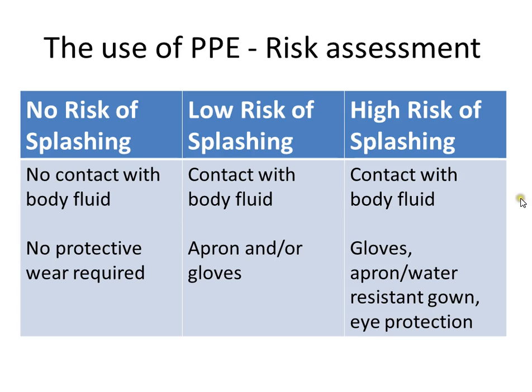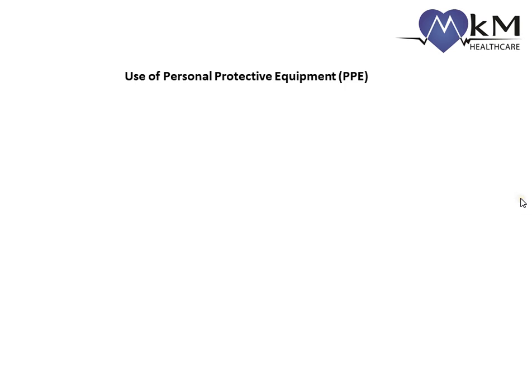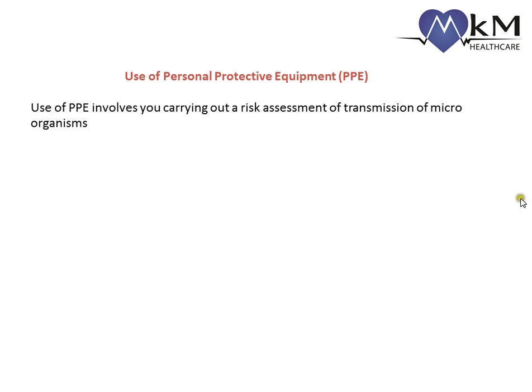If there's a high risk of splashing, so contact with body fluids, then as well as the gloves and apron, you may want to consider using eye protection or a water resistant gown. The use of personal protective equipment involves you carrying out a risk assessment on the risk of transmission of microorganisms. This will be obtained from blood or body fluids.